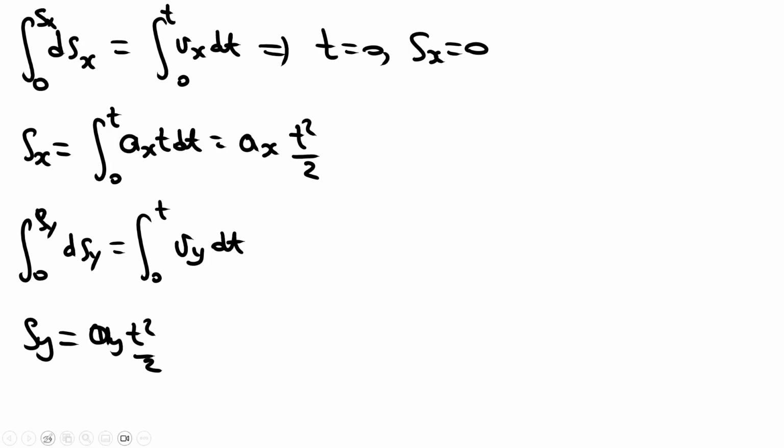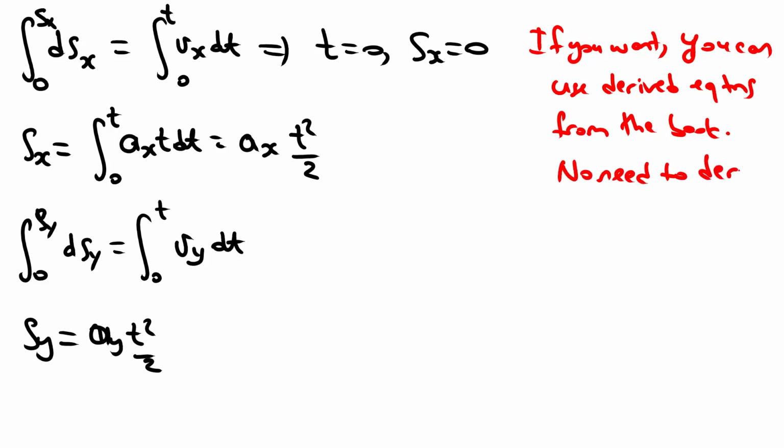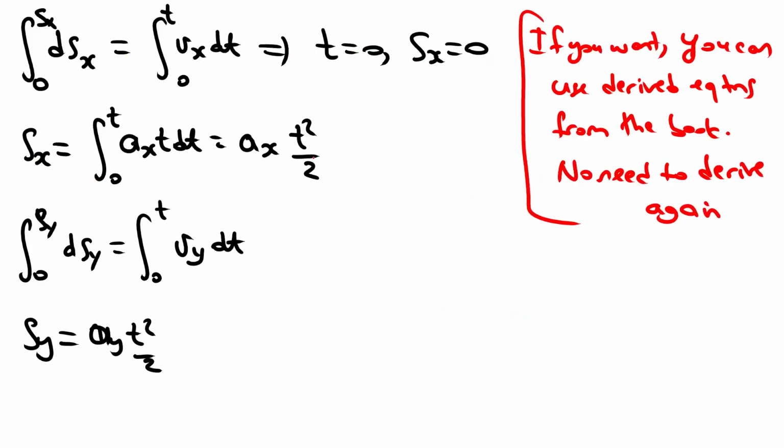As I said, if you want, you can use the derived equations from the book. No need to derive again. That's very important. So we have the sx, we have sy, we have vx, and then we have vy. Then it's time to replace the values and find them.